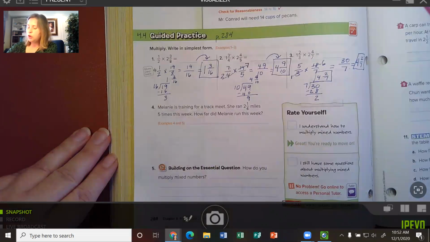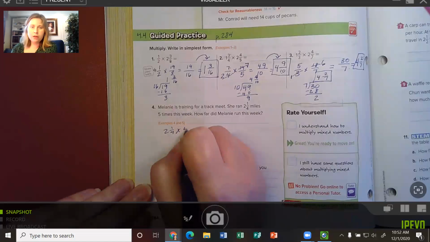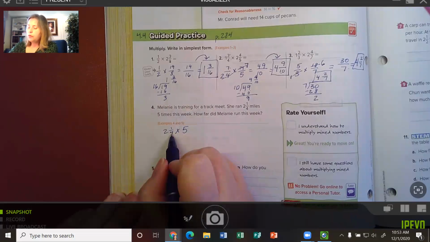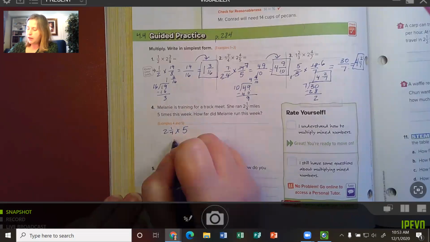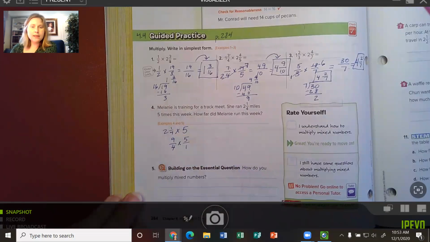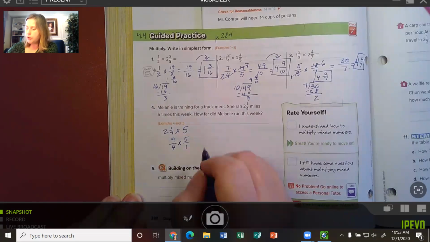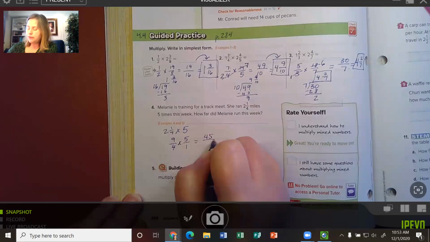So she ran 2¼ miles, and she did that 5 times. So 2 1/4, 5 times. So we'll write this as an improper fraction. 4 times 2 is 8, plus the 1 in the numerator is 9. So 9/4 times 5 over 1. Okay. So then we check to see if we can cross cancel. 4 and 5 do not have any common factors. 1 is already as simplified as it can be. So then we just multiply. 9 times 5 is 45. 4 times 1 is 4.